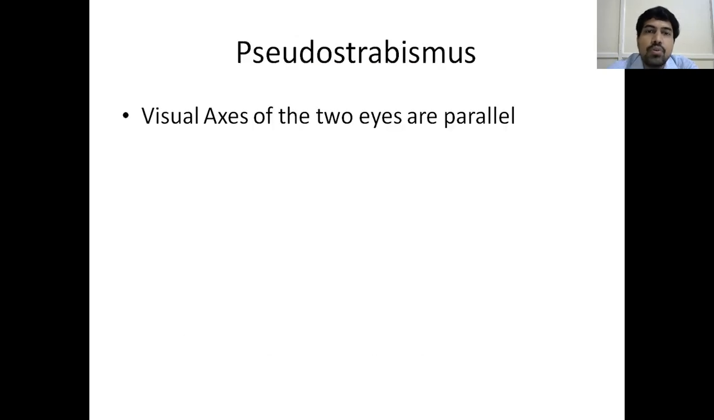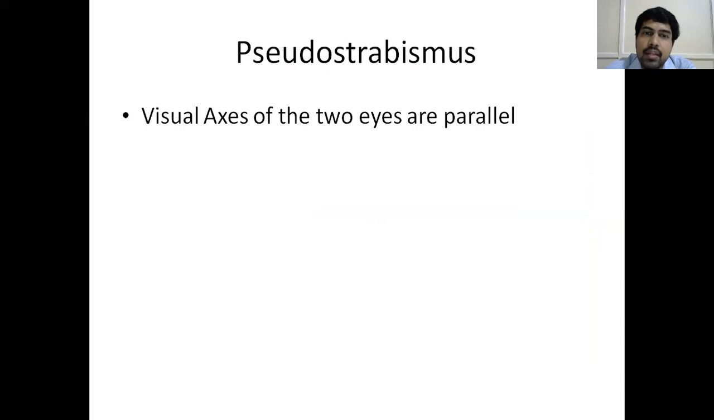So what is pseudostrabismus? I told you strabismus is of three types. One is pseudostrabismus, another is heterophoria or latent squint, and the other is heterotropia or manifest squint. Heterotropia or manifest squint is again of two types. One is concomitant squint and the other is incomitant squint or paralytic squint. So what is pseudostrabismus?